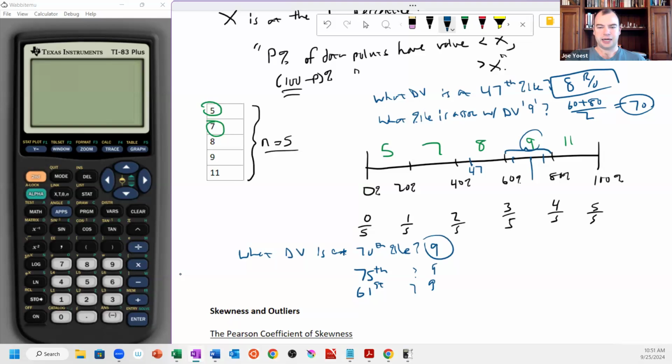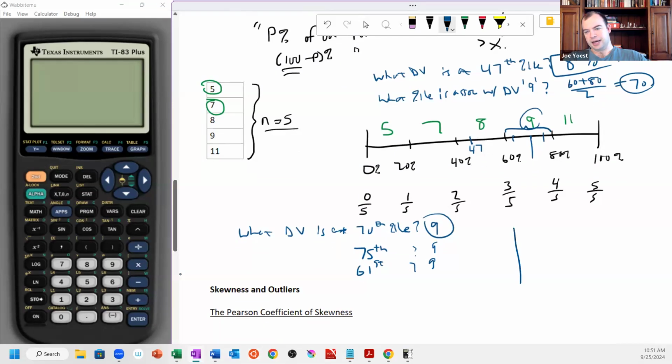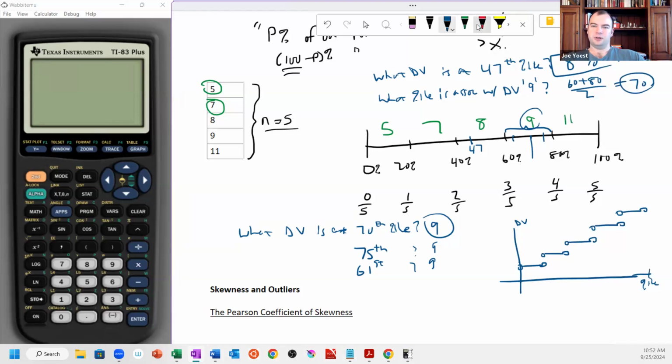There are a lot of percentiles that get associated with the data value 9 in this direction, but not in the other direction. In essence, what I have is a step function. So here's, what would this be? This would be percentile and data value. And I have something that goes like this. And so my problem is unfortunately somewhat ill-posed.